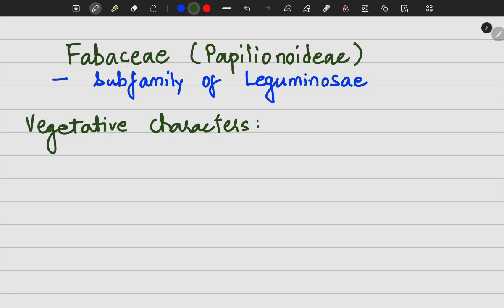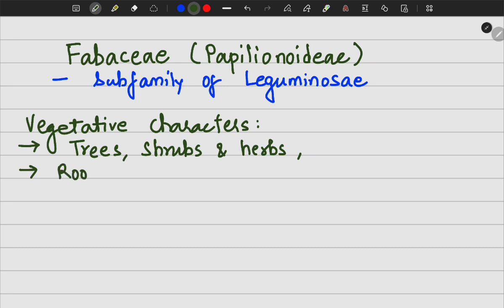Now, the habit of the plant. In Fabaceae family, we will find trees, shrubs, and herbs. So, all these types of plants and trees will be found. In the root, nodules will be present.